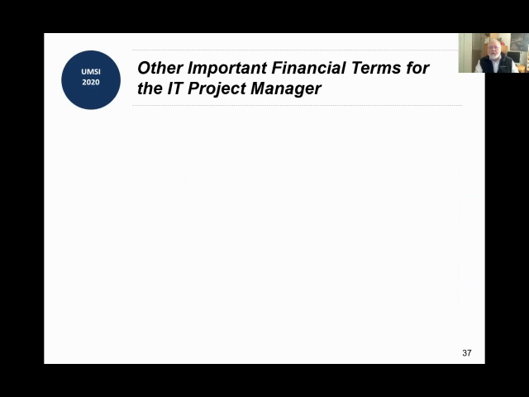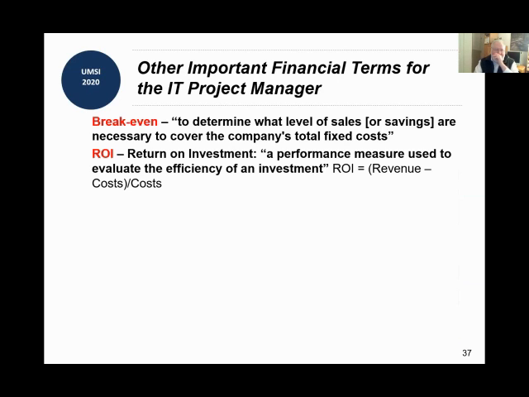So there are some other important terms that the IT manager needs to know about for finance. A few of them here I'll just take in pairs. Break even, and I'll show you a chart on this in a minute, so I won't spend much time on it now. But when is the cost going to be covered? What month will the savings or the revenue generated by the project cover the fixed cost?